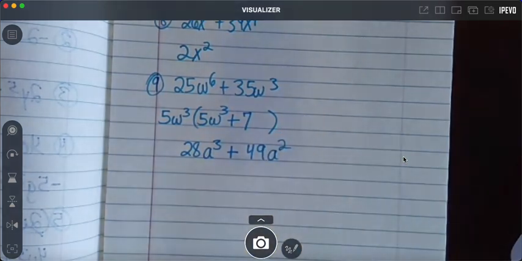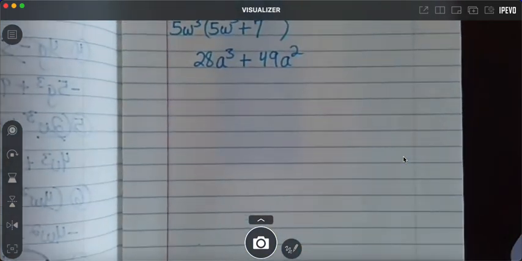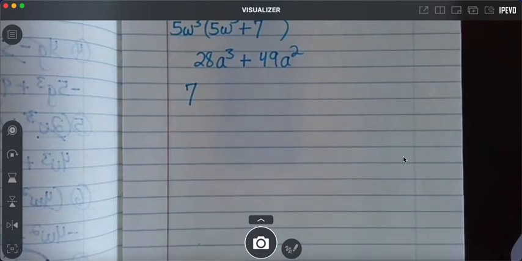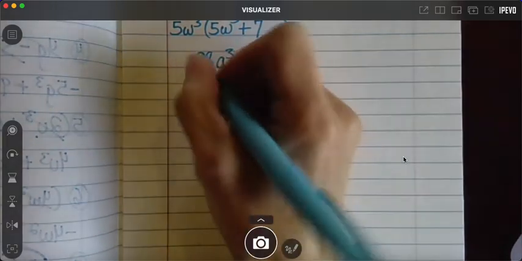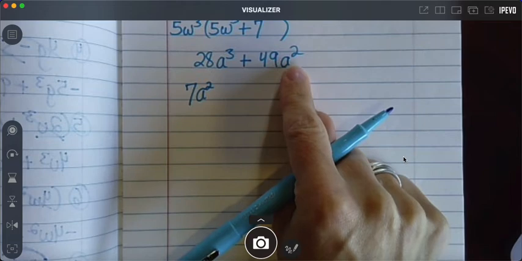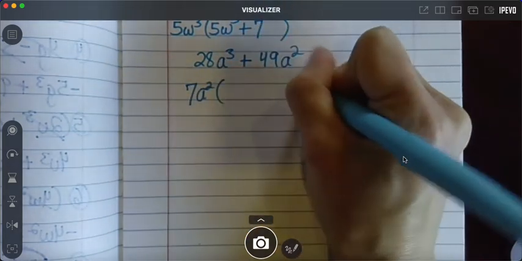49a squared. Okay, so what number goes into 28 and 49? 7. And how many a's do they both have? Well, one has 3, but one only has 2. So I can only factor out 2 of them. I mean, I can't take away something that you don't have enough of, is what I'm saying. So then we'll see what's left.